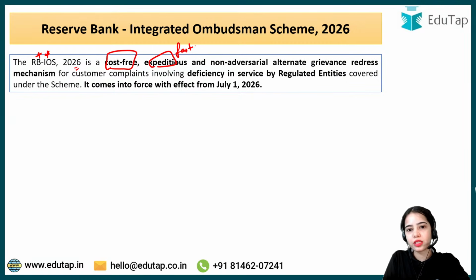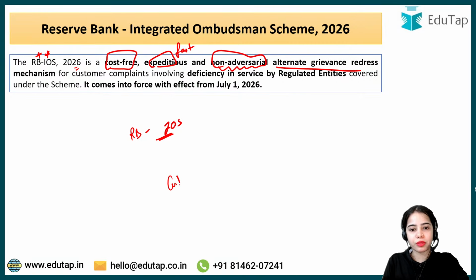that means fast, non-adversarial, that means the other party will not be seen as the adversary or the enemy. This is the alternate grievance redressal mechanism. So Reserve Bank Integrated Ombudsman Scheme, this is an alternative grievance redressal mechanism.